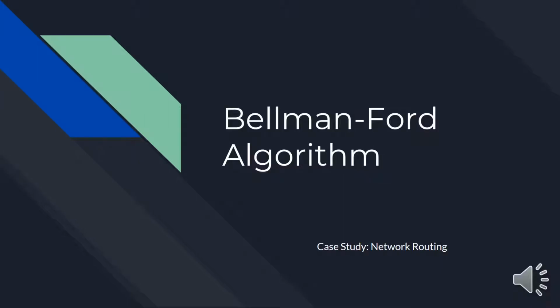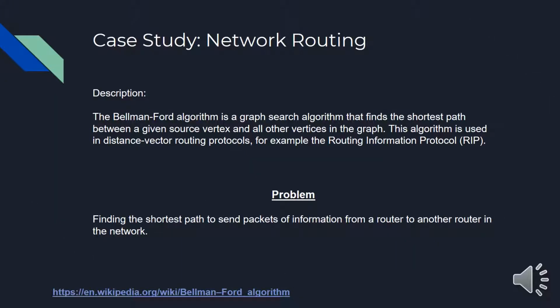For this semester's Algorithm Theory and Design video project, we chose to take a close look at the Bellman-Ford algorithm. The Bellman-Ford algorithm is a graph search algorithm that finds the shortest path between a given source vertex and all other vertices in the graph. This algorithm is used in distance vector routing protocols, for example, the Routing Information Protocol, or RIP for short.